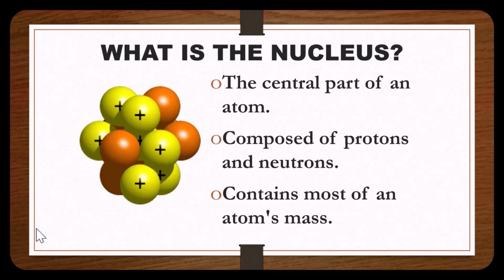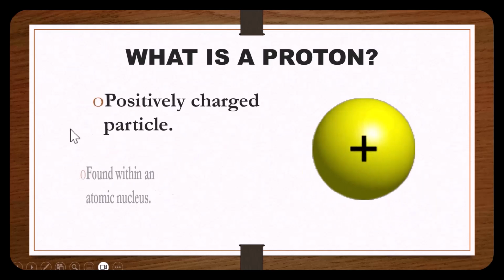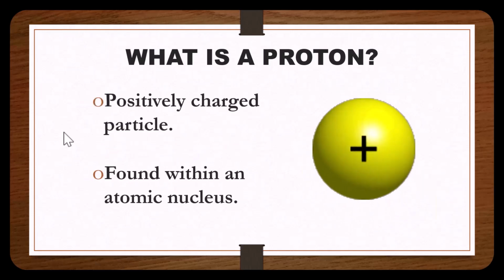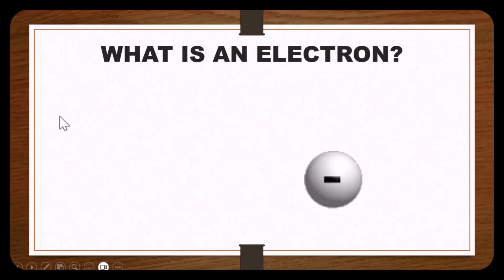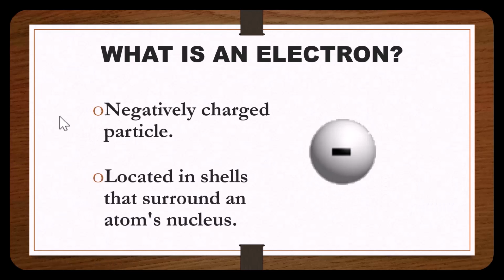The nucleus is the central part of an atom. It's composed of protons and neutrons and contains most of the atom's mass. A proton is a positively charged particle and is found within the atom's nucleus. A neutron is an uncharged particle and also found within the atom's nucleus. An electron is a negatively charged particle located in the shells that surround the atom's nucleus.